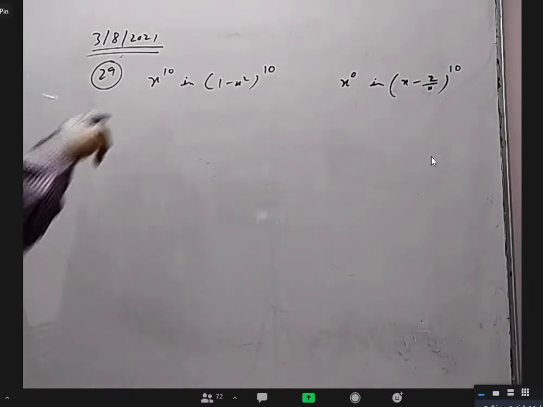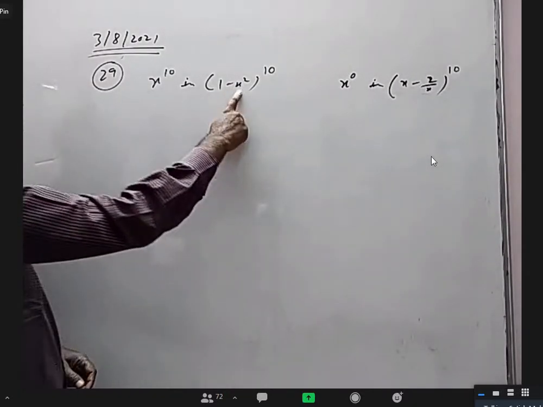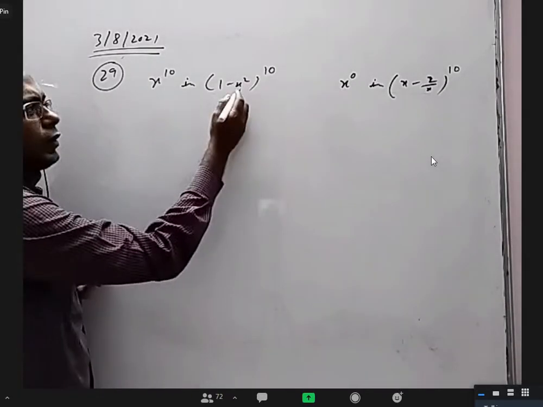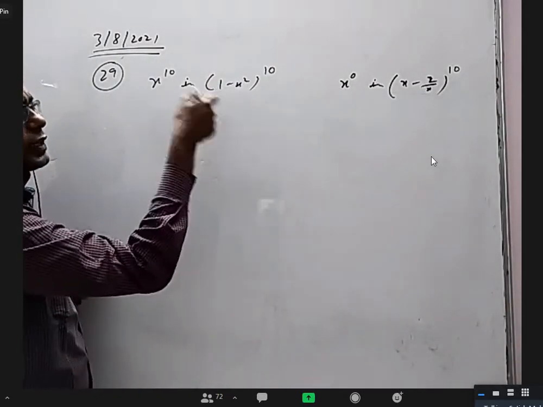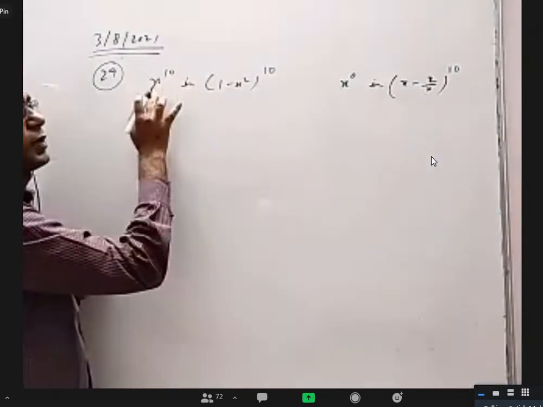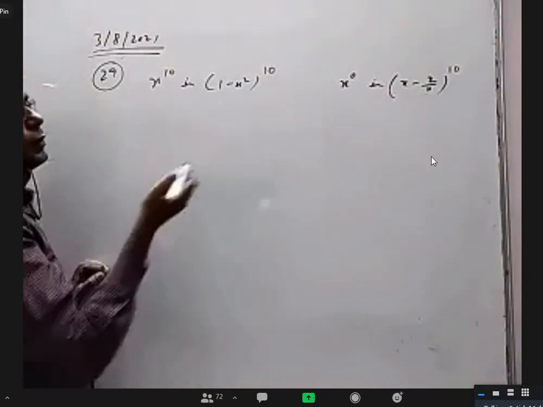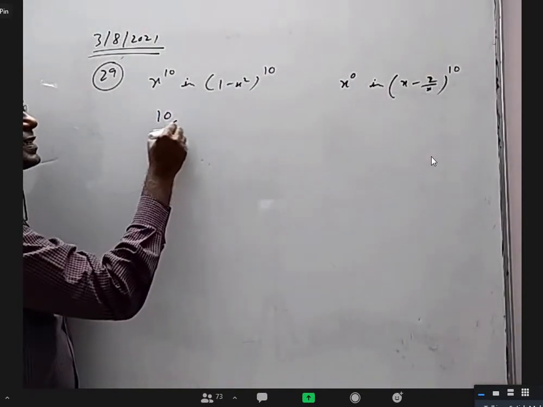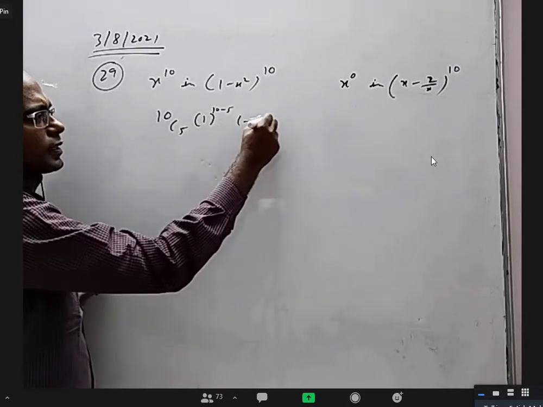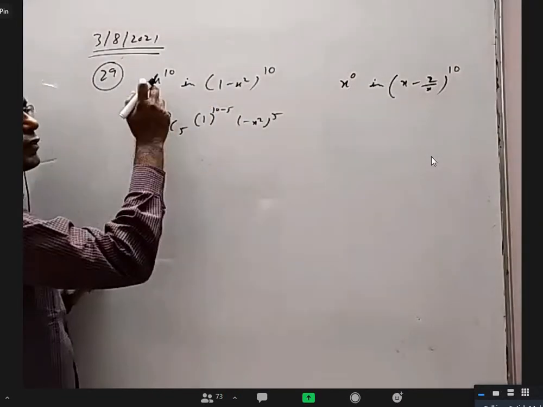If you want x power 10 from this x square, you have to take power 5, right? When you expand this, you'll get (x square) whole cube, (x square) whole power 4. What should be the power of this to get x power 10? Power should be 5. That means obviously it will be 10c5 into 1 whole power 10 minus 5 into (minus x square) whole power 5. This is a term which can give you x power 10, right?